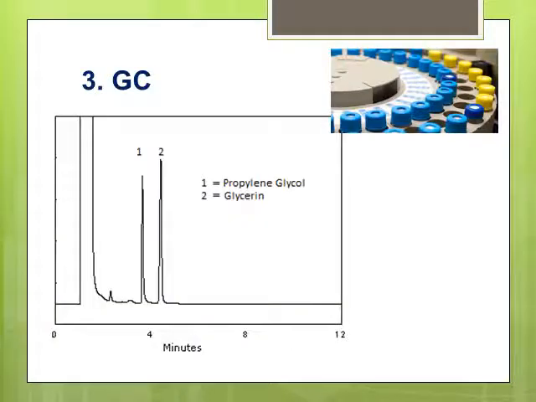The last technique is GC, and here we see two peaks of propylene glycol and glycerin nicely separated. Pretty much any GC column will work, DB-5 or DB-6. They all work well, and it's just that the retention time will be either longer or shorter.